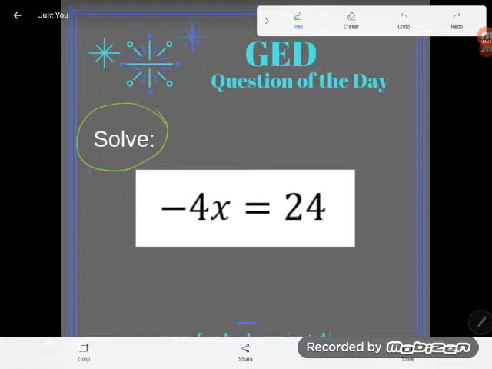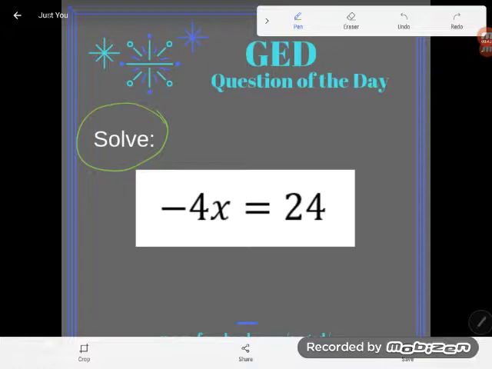be thinking, Kate, why are you beating a dead horse with these one-step equations? Well, I want to cover some of the tricky ones, the ones that screw you guys up. So this is the first thing that happens. When negatives get involved, students get mixed up.